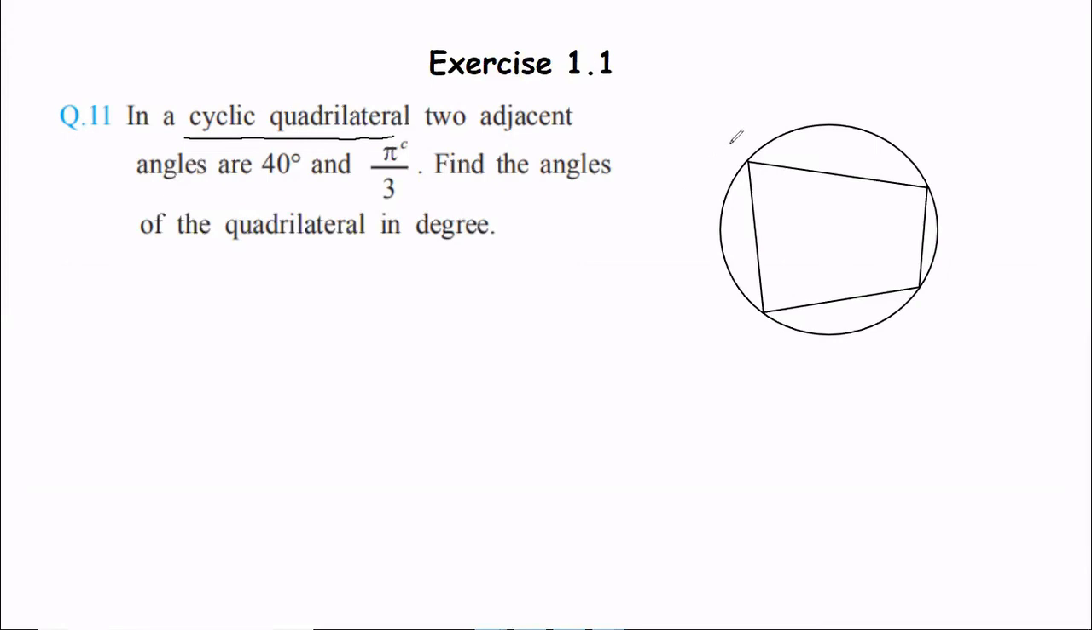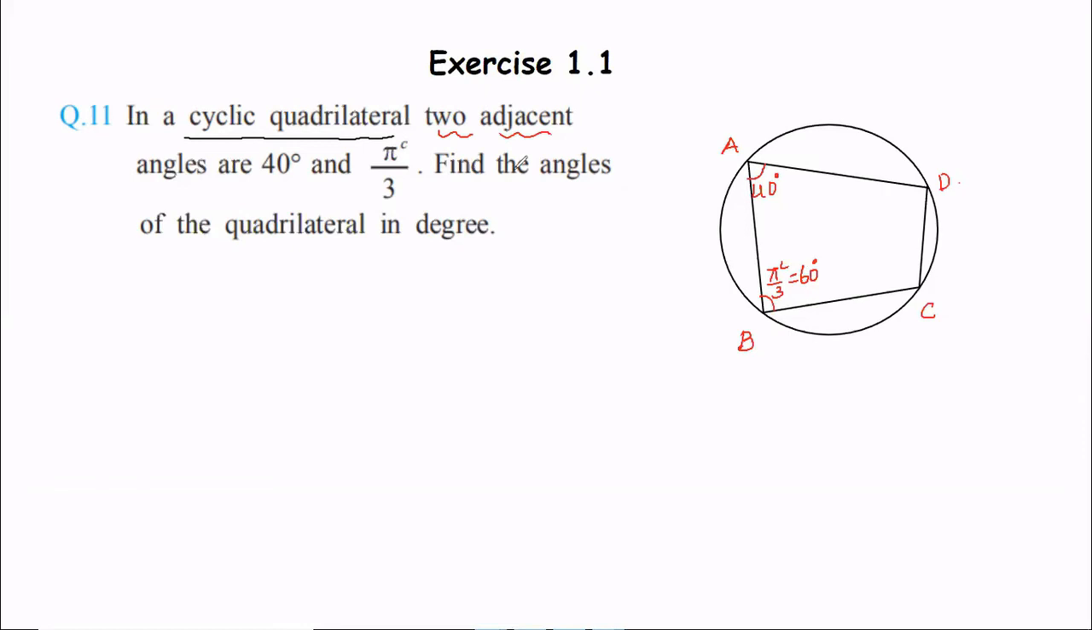So let's name it A, B, C, D. The four vertices A, B, C, D lie on the circumference of the circle, and that's why we call it a cyclic quadrilateral. Okay. So in a cyclic quadrilateral, two adjacent angles are 40 degrees and pi by 3 radian. So they have said two adjacent angles, so neighboring angles, you can say. So angle A is, for example, 40 degrees over here. Then angle B will be pi by 3 radian. Okay. So pi by 3 radian is 60 degrees. We have calculated this many times and you should remember this particular value now. So pi by 3 radian is equal to 60 degrees. So 40 and 60, these two angles are given to us.